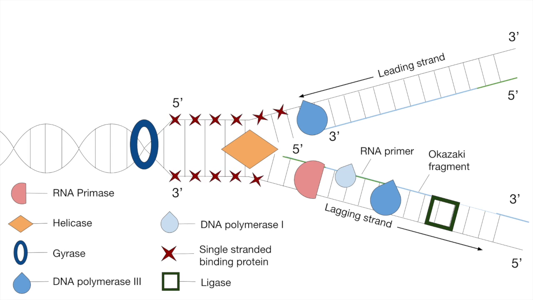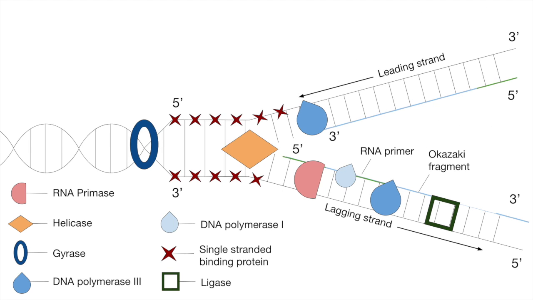Single-stranded binding proteins are responsible for keeping the two original DNA strands separated, as well as stabilizing them to allow for the replication process to occur. This is important to help prevent hairpins, or double-stranded DNA, from being formed.